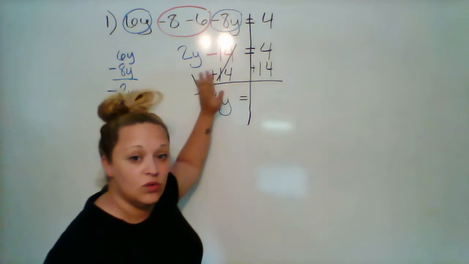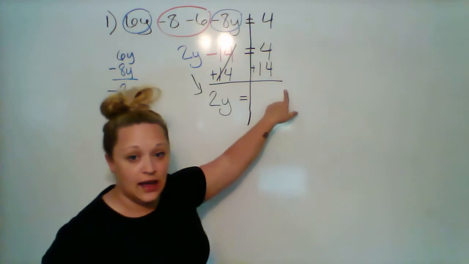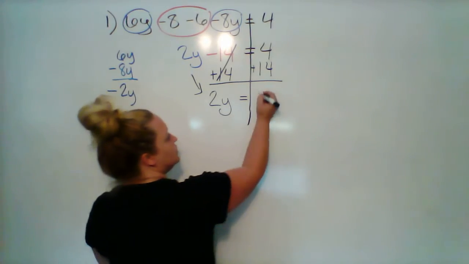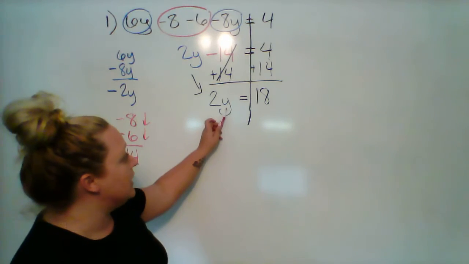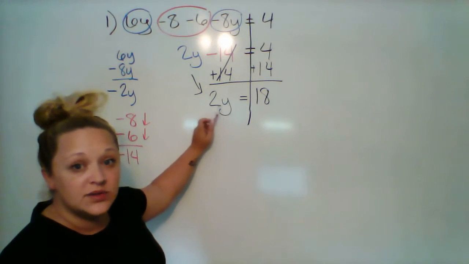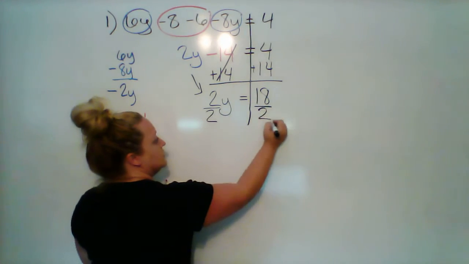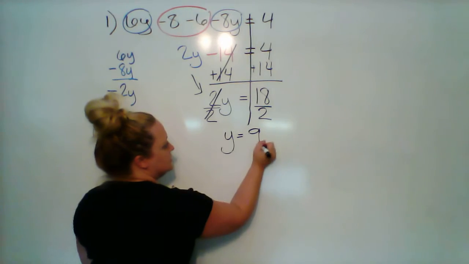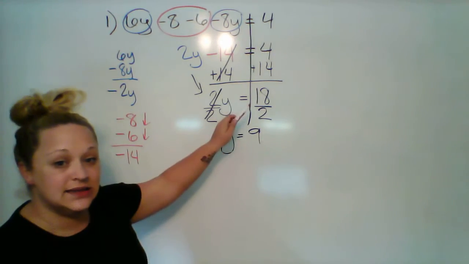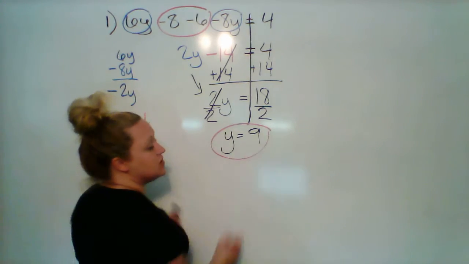Whatever you do to one side, you do to the other. So add 14, add 14. So now I have 2y equals 18. So now you're going to look at y again. What is happening to y? Y is being multiplied by 2. The opposite is to divide by 2. So now I have y equals 9, because 18 divided by 2 is 9. So therefore this is your answer for number 1.